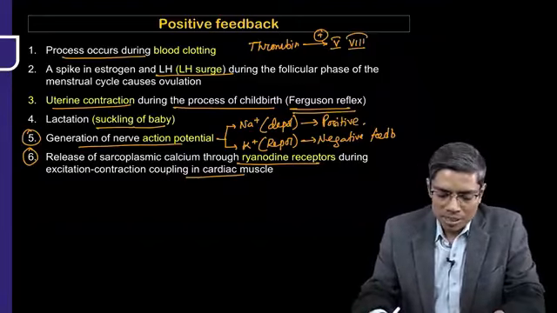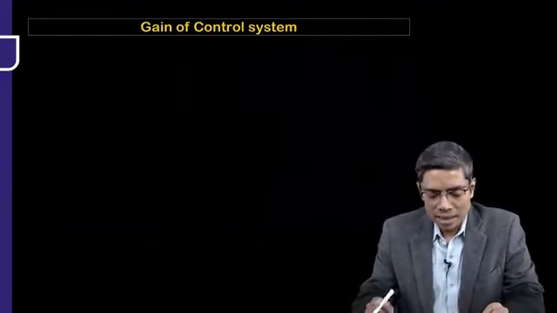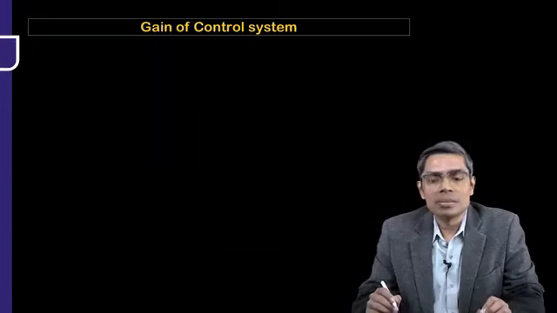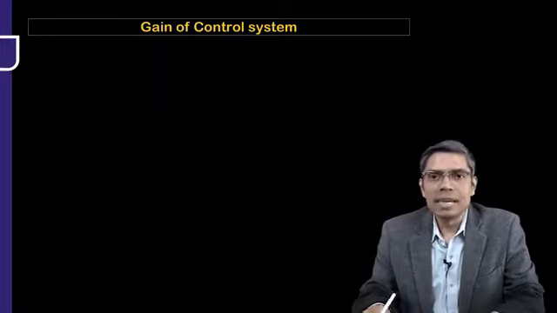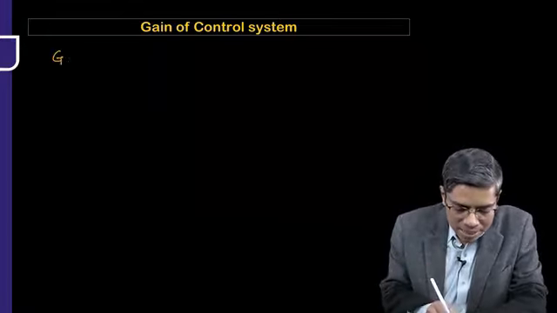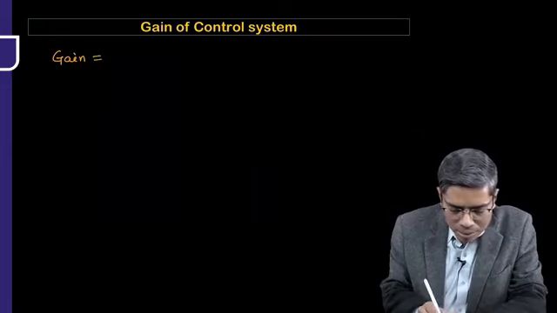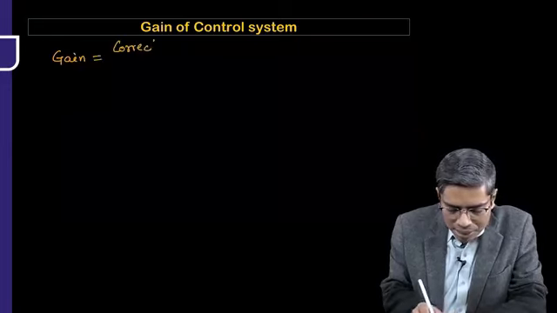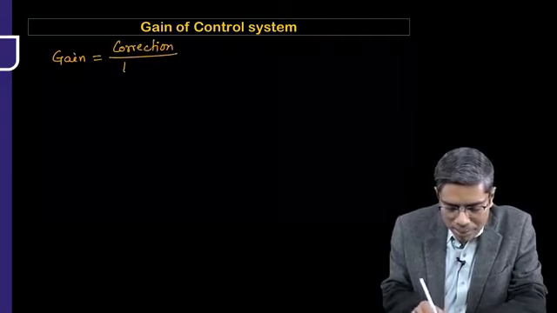Now, apart from positive feedback, the more important thing is that you have to understand what is gain of the control system and what is feed forward control system. So now look at gain of the control system. Just remember, for quick revision, that gain is equal to correction upon error. So this is the formula, correction upon error, right? So what is the meaning of this?